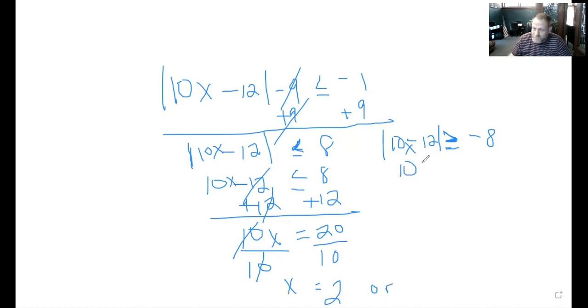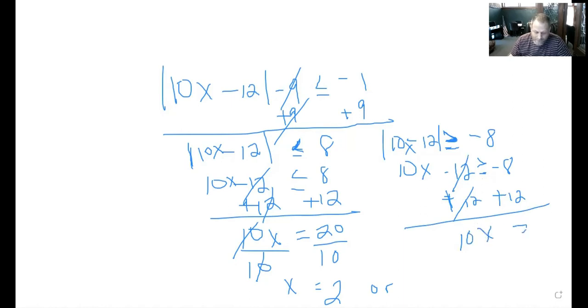Or let's do this side. 10x minus 12 is greater than or equal to negative 8. Okay, plus the 12, plus the 12. Cancel, cancel. 10x is going to be greater than or equal to 4. 10 here, 10 here, cancel, cancel, x is greater than or equal to 2/5, guys. And that is what C looks like.